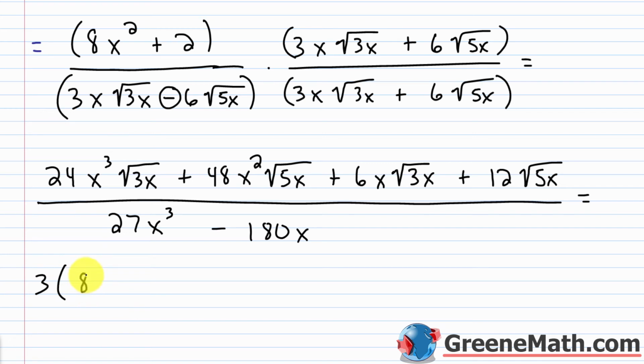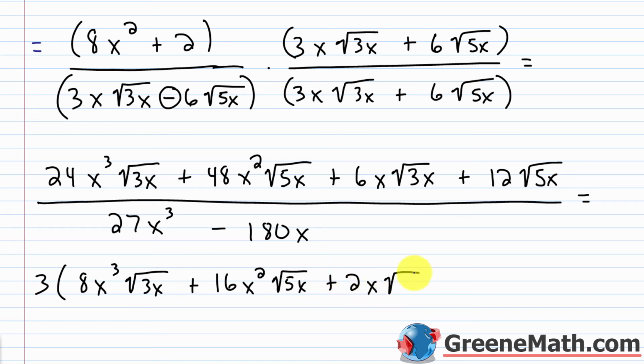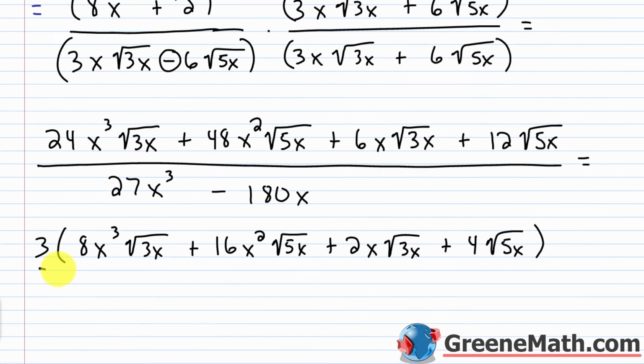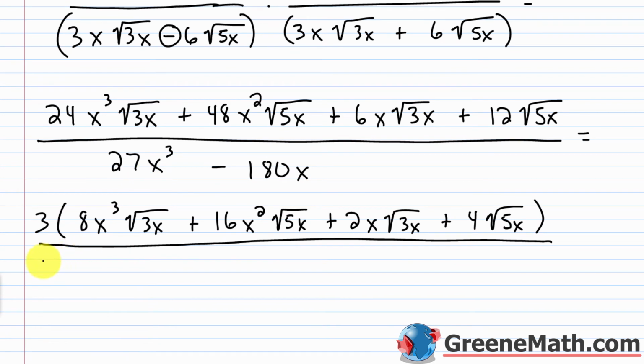So that would leave me with 8x cubed times the square root of 3x plus 16x squared times the square root of 5x plus 2x times the square root of 3x plus 4 times the square root of 5x. Then this is all over. If I pulled out a 3, I'd have 3 times 9x cubed minus 60x. So let's go ahead and cancel this 3 with this 3.